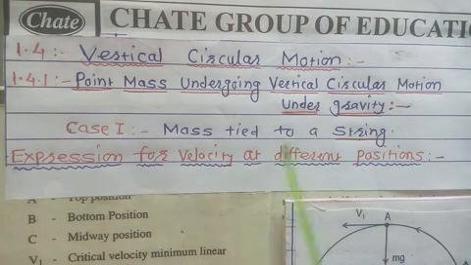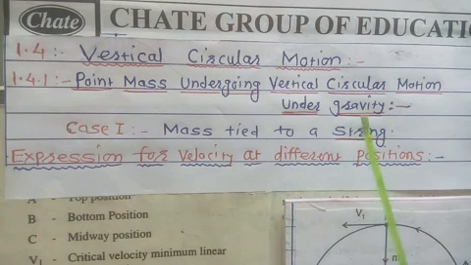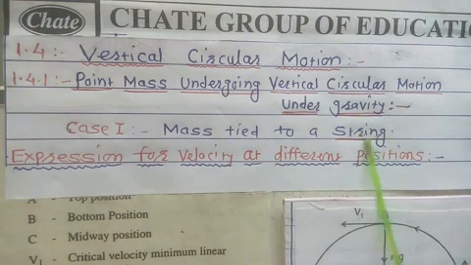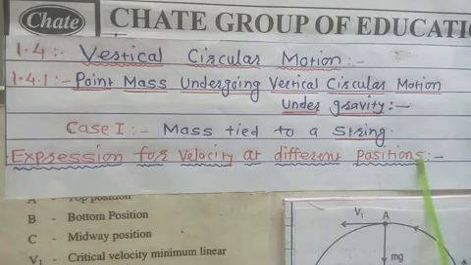Now case 1, mass tied to a string. So in this case, the mass is tied to one end of a string, and for circular motion in vertical plane, there should be tension in the string always. The tension in the string should not be zero at any position. So here we have to find the expression for velocity at different positions.